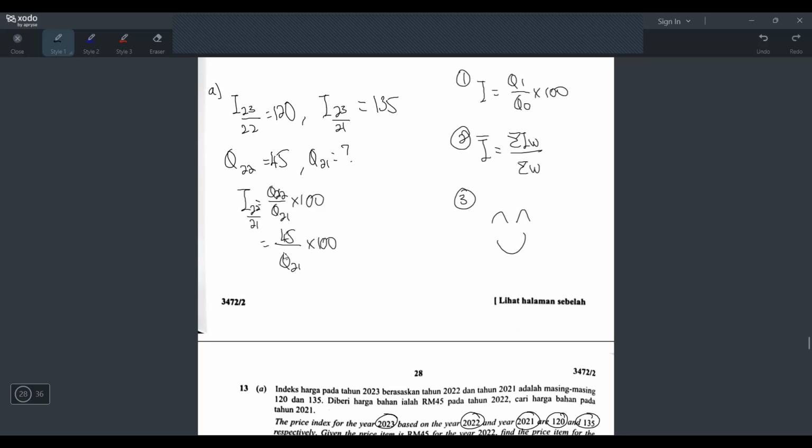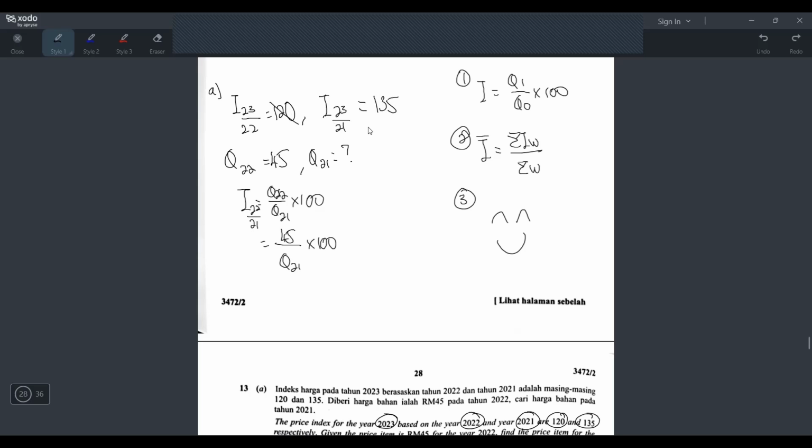So in order to find Q21, what do you need to have? You need to have the I, the price index. But can you write 120? No, because the year is not the same. This one is 22 based on 21. This one is 23 based on 22. It's not the same. What about 135? Cannot also, because 2321 is 135, but this one is 2221. It's not the same, right? So you cannot use this. Then how?